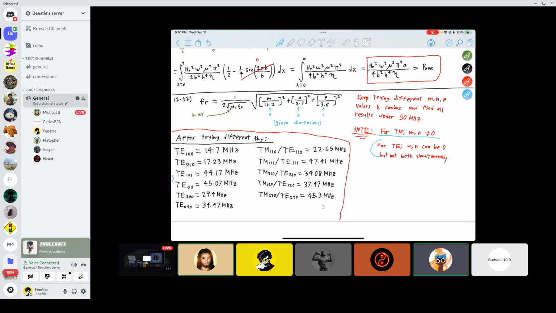And then for, wait, would you say no square waves? I just said no MN. Okay, sounds good. And then for transverse electric, M and N can be 0, but not simultaneously. So you could have M equal 1 while N is 0, and you could have N equal 1 while M is 0, but you can't have both M 0 and N 0. This is no, and this is yes and yes, for the TE case.